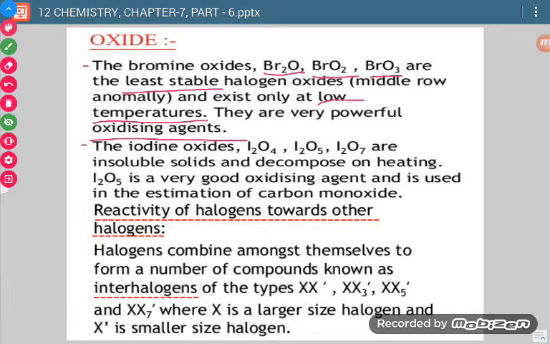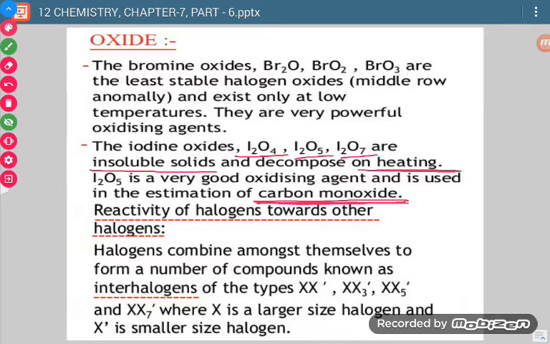Similarly, iodine oxides. Iodine also forms I2O4, I2O5, I2O7. Such oxides are formed, and their behavior is that they are insoluble solids and they decompose on heating. I2O5 is a very good oxidizing agent and is used in the estimation of carbon monoxide. In 11th standard you have done qualitative and quantitative analysis where we check the presence of elements. So in the estimation of carbon monoxide also I2O5 is used.